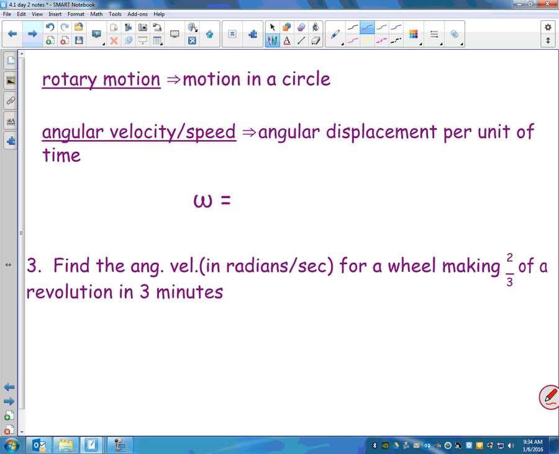So we kind of use those interchangeably, but here's another lovely Greek letter for you. It kind of just looks like a W, but it's really omega.